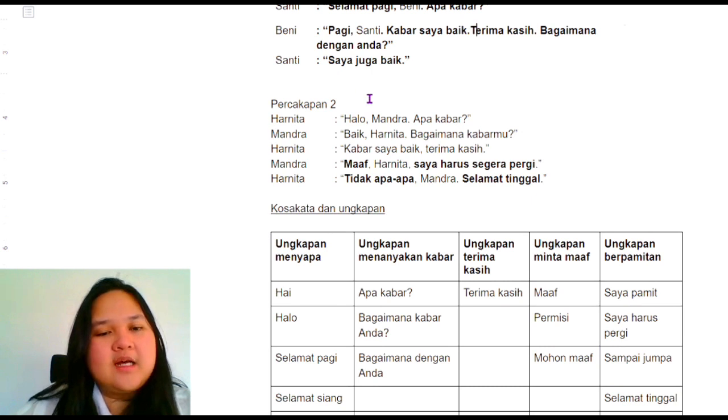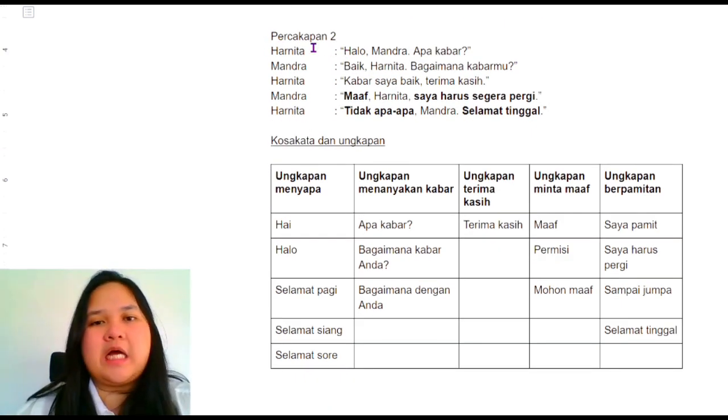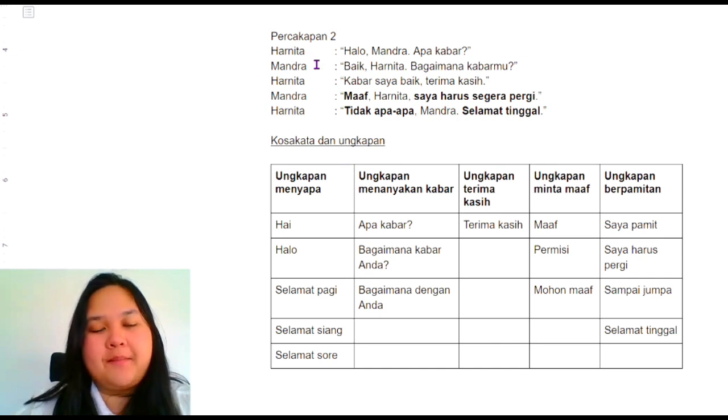And the second one, let's read together. Conversation 2, percakapan 2. Ada Harnita dan Mandra. There are Harnita and Mandra. Alright.